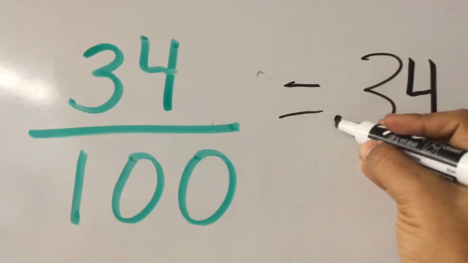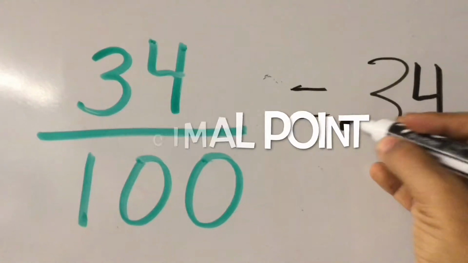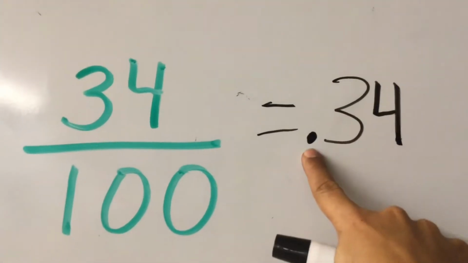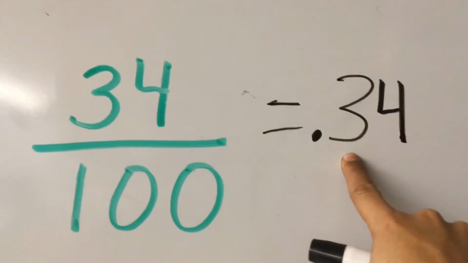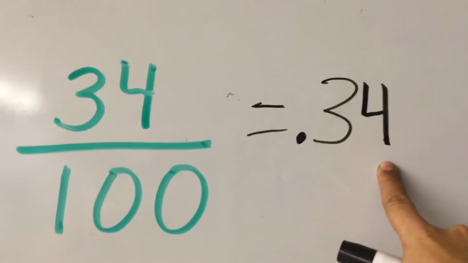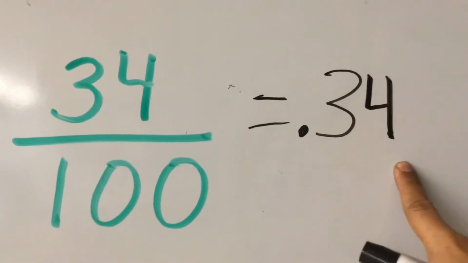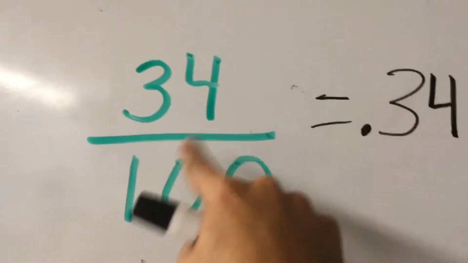But we can't forget our decimal right here. So that means that right after the decimal we have tenths and then hundredths. And that's how we read it. 34 hundredths. 34 over 100.